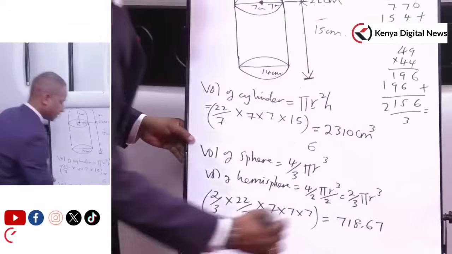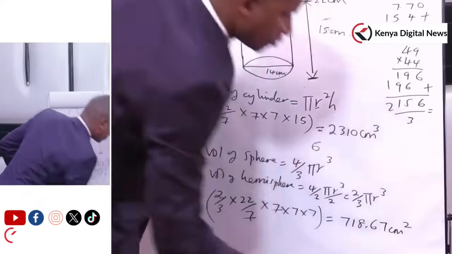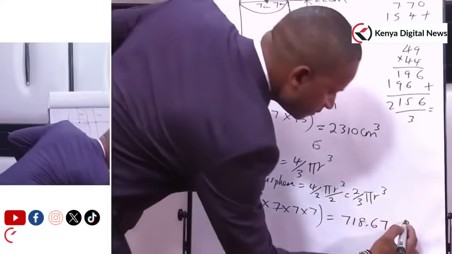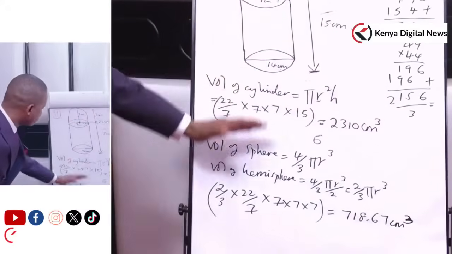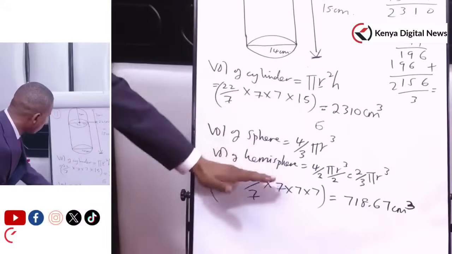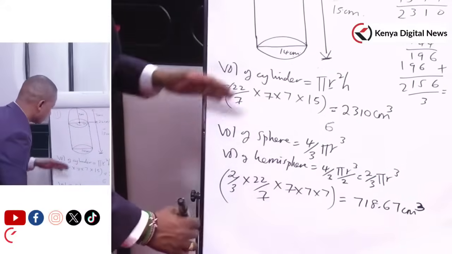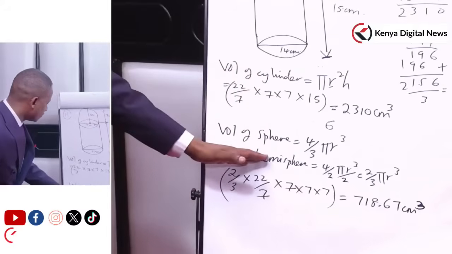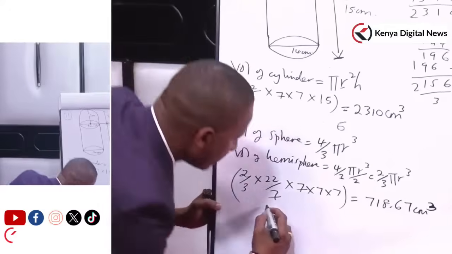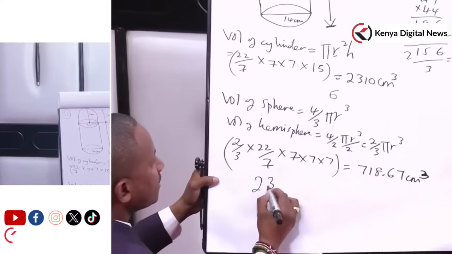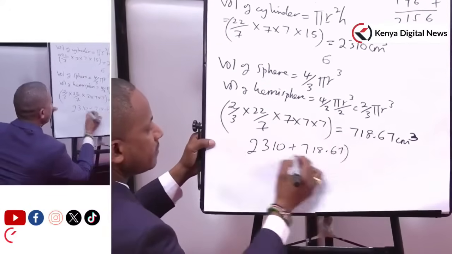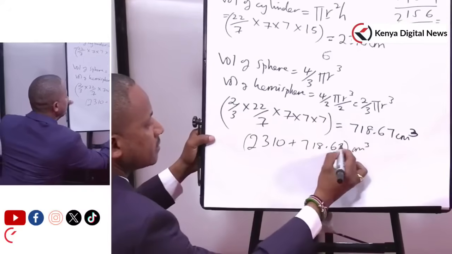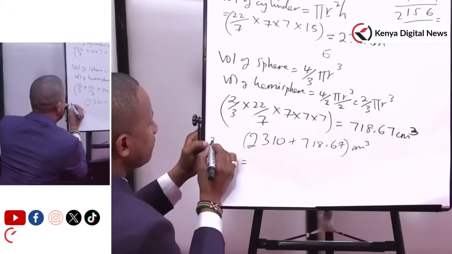718.67 centimeters cubed, because it is a volume. Squared is an area. So therefore, the total volume of this figure is the volume of the cylinder plus the volume of the hemisphere, which is 2,310 plus 718.67 centimeters cubed. What do you get here?